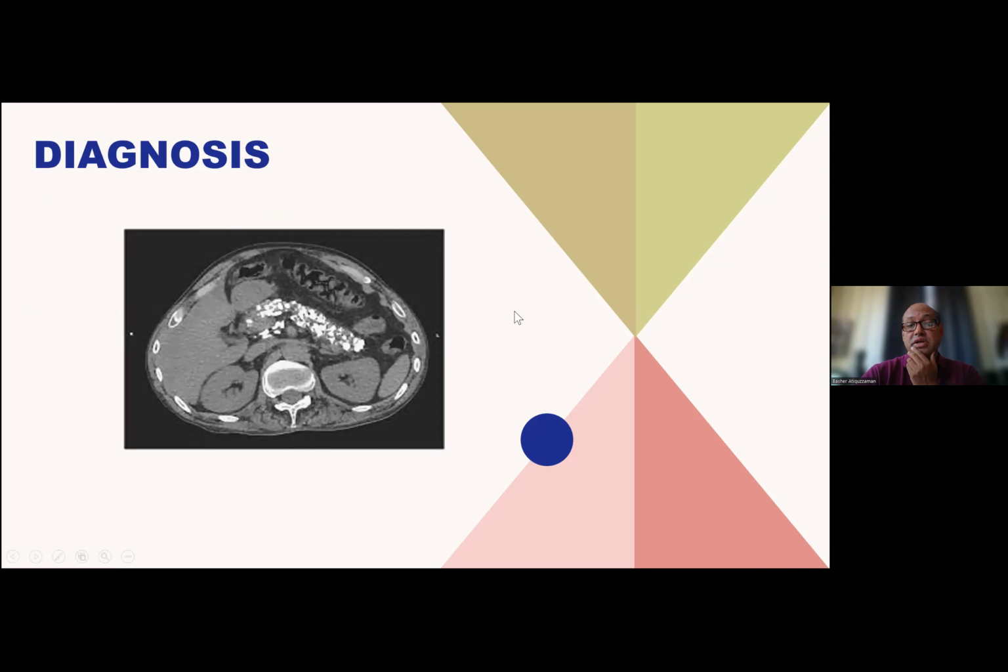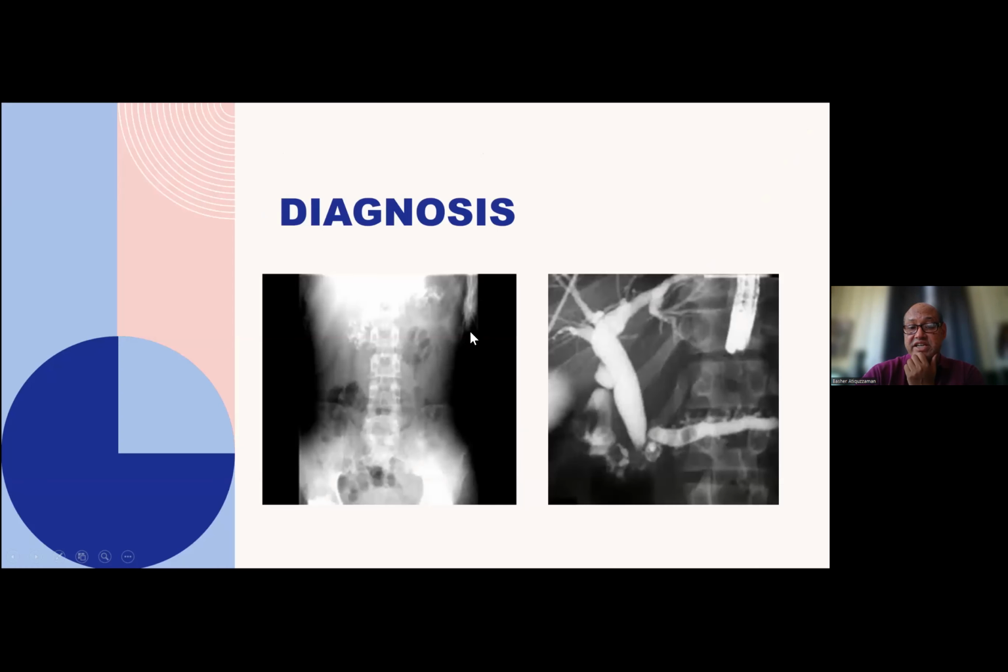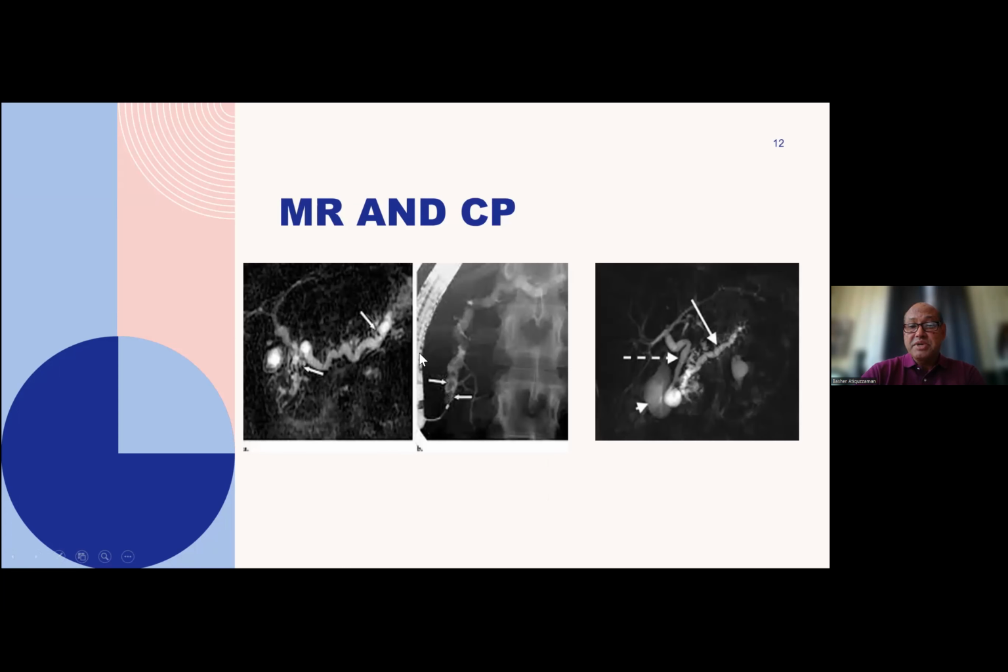So this is a CT scan of a patient. You can see massive calcification. Obviously, it's chronic pancreatitis. You can do an X-ray and you can see the whole pancreas is calcified. You can do an ERCP and you can see an irregular pancreatic duct, some calcification, and also stones inside the pancreatic duct. So these are the hallmarks of chronic pancreatitis. You can do MRCP, you can see the corrugated dilated ducts, you can see stone formation, you can see that the whole pancreatic duct has turned quite irregular with calcification and stone formation.